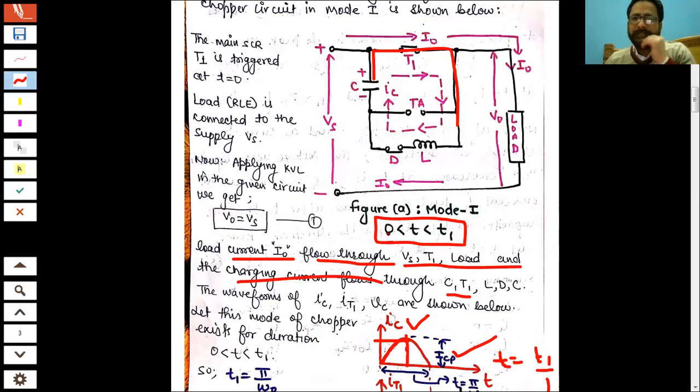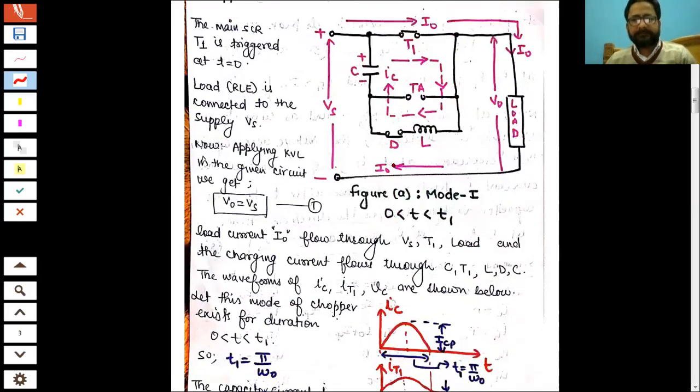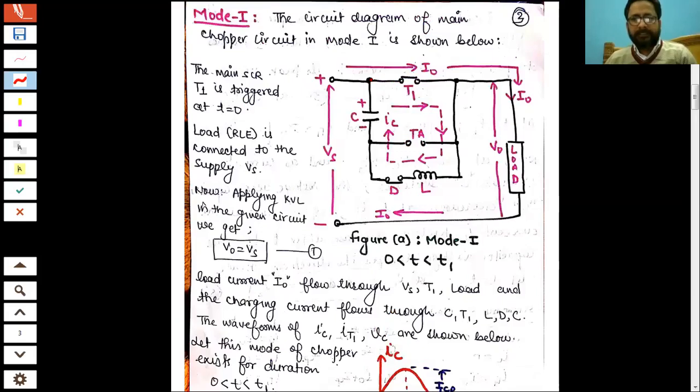So you can see by using KCL. If you apply KCL here, the current through the main SCR is IT1. IT1 is equal to I naught, and from here you have IC. So if you apply KCL, you will get IT1 is equal to IC plus I naught. This is the equation.